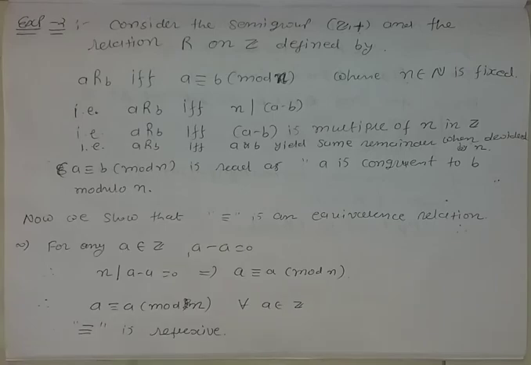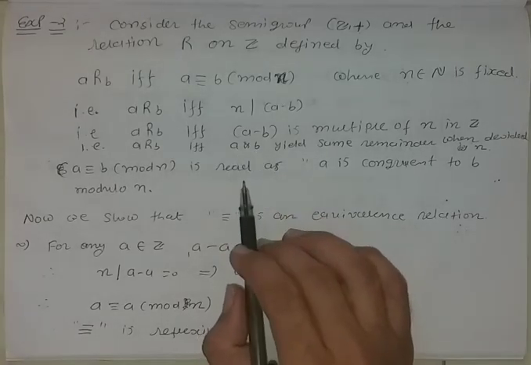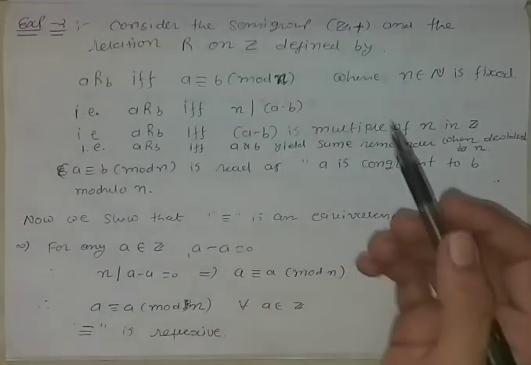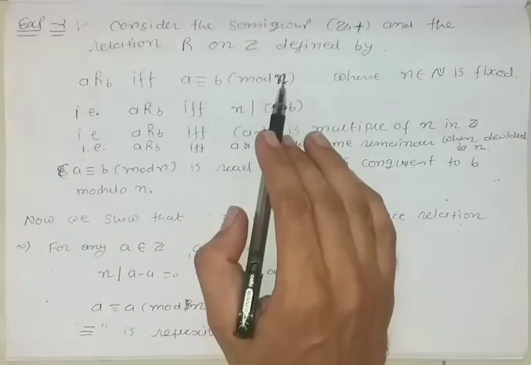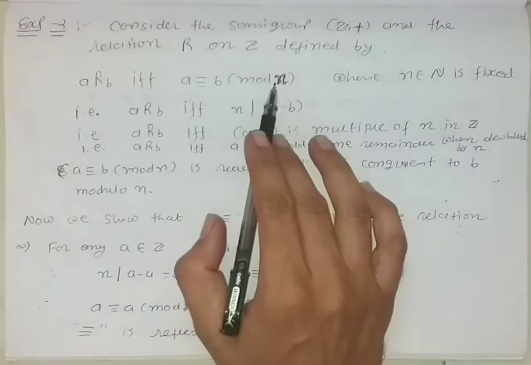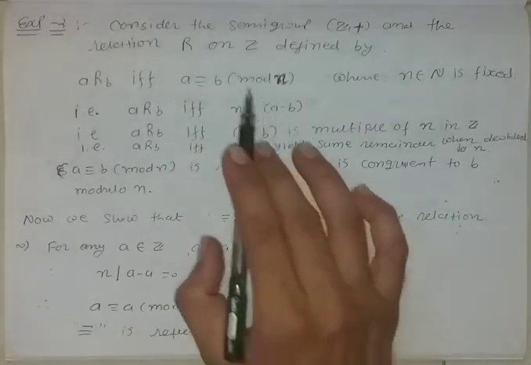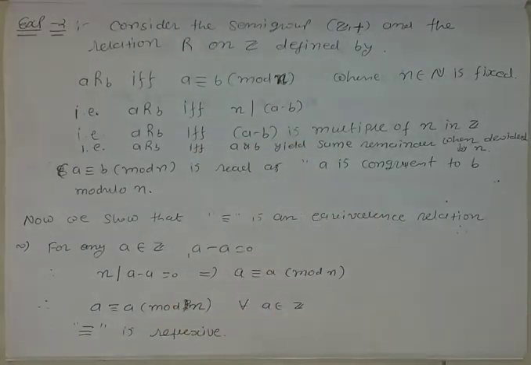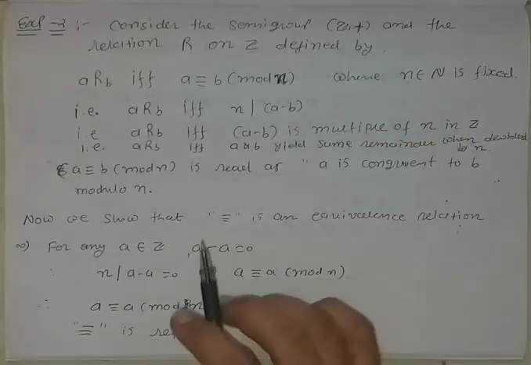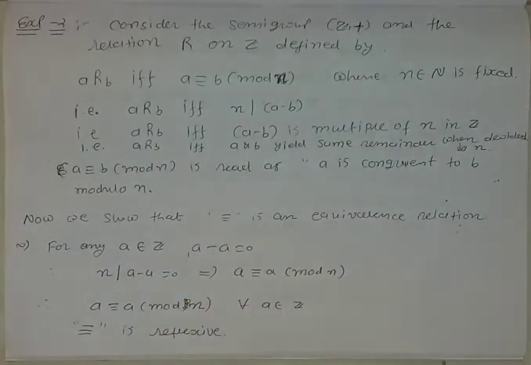This means that when we divide a and b by n, the remainder we get is the same in both cases. That means whenever we divide a by n we get the same remainder r. Similarly whenever we divide b by n we get the same remainder r. In both cases we get the same remainder. So all these three statements are equal. So A is related to B if and only if A is congruent to B modulo n.